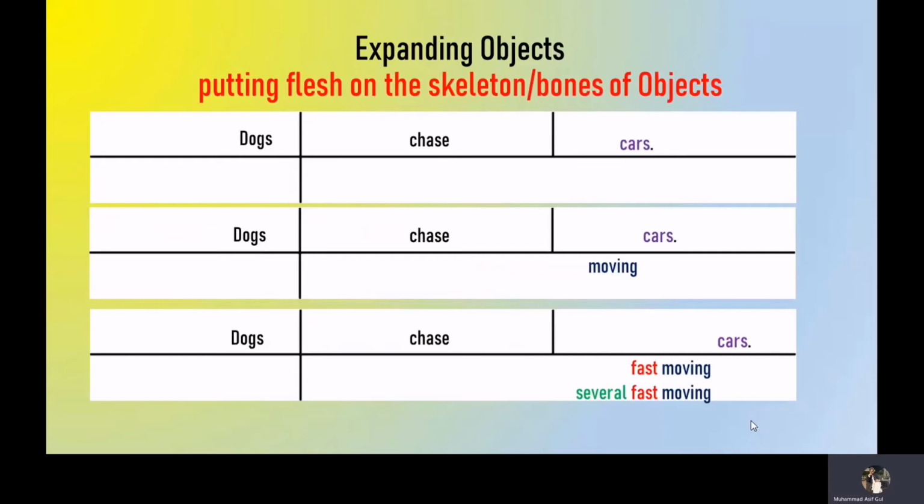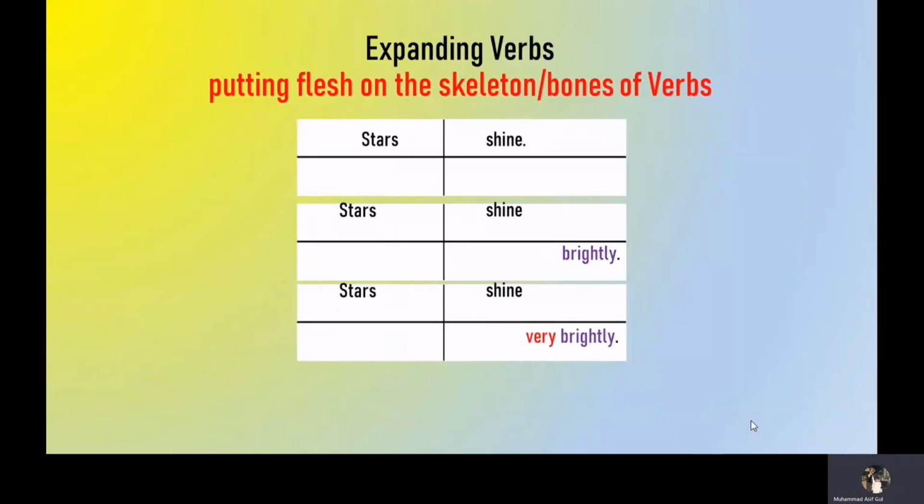It can be further expanded if we say that dogs chase several fast moving cars. So this is how we put adjectives before them. And let's see how we can expand verbs.